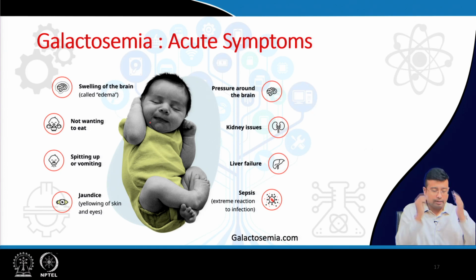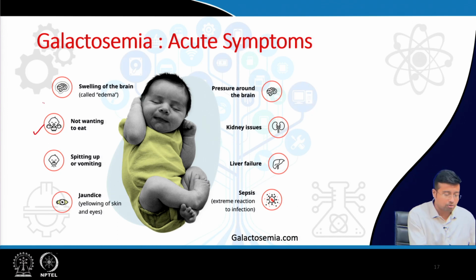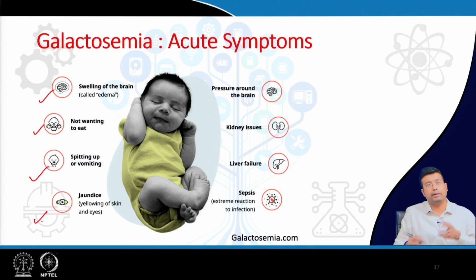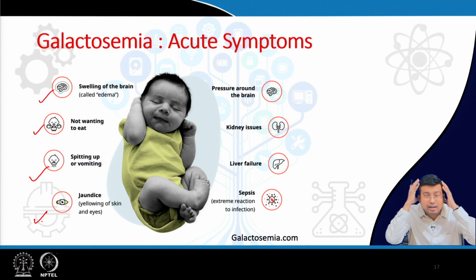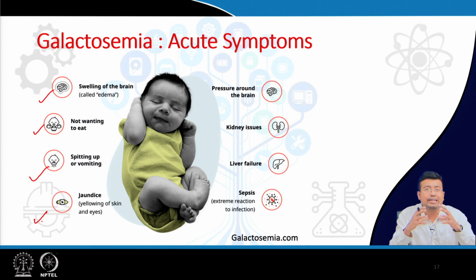So, swelling of the brain, edema. Since they cannot digest it, the baby will refuse to feed. So, rejection of breast milk is a very important symptom of galactosemia, right. They will constantly vomit. Jaundice, I explained to you why jaundice is happening. Pressure around the brain: our brain is in a bony skull cage.